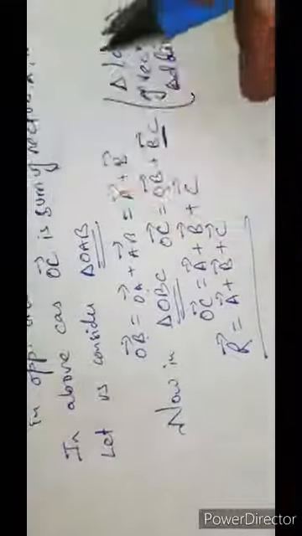So ultimately we see that both the laws, polygon law and parallelogram law, both follow triangle law. So triangle law is the basic law for vector addition. If we know that, this will become easier for us.